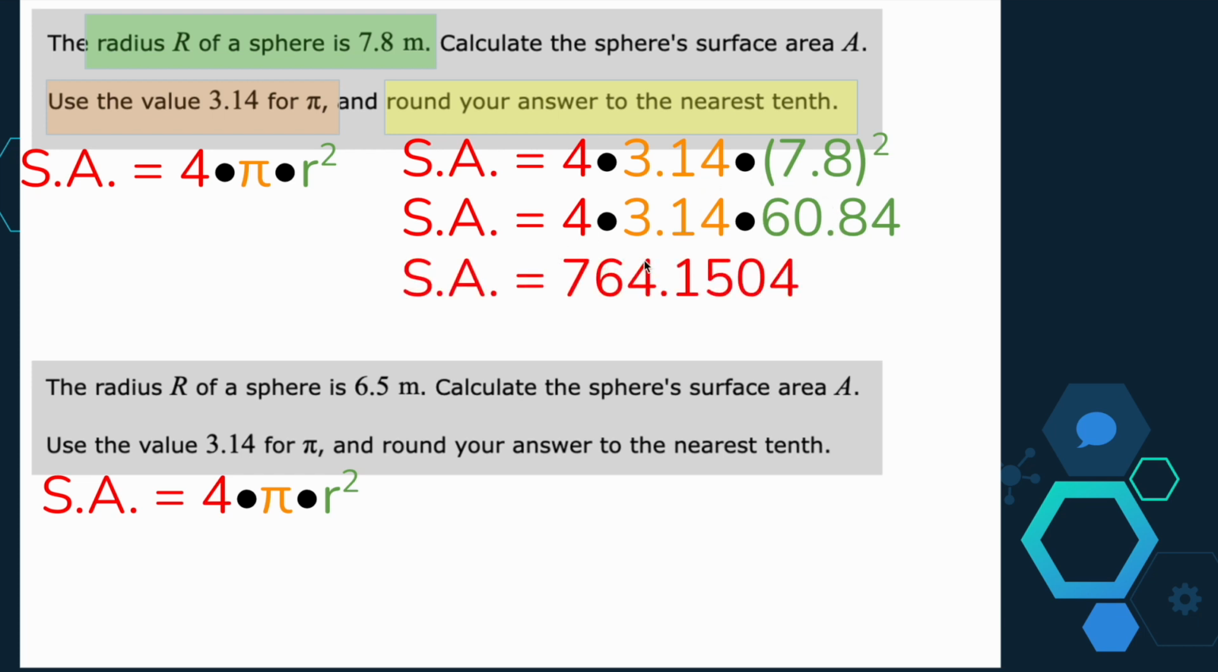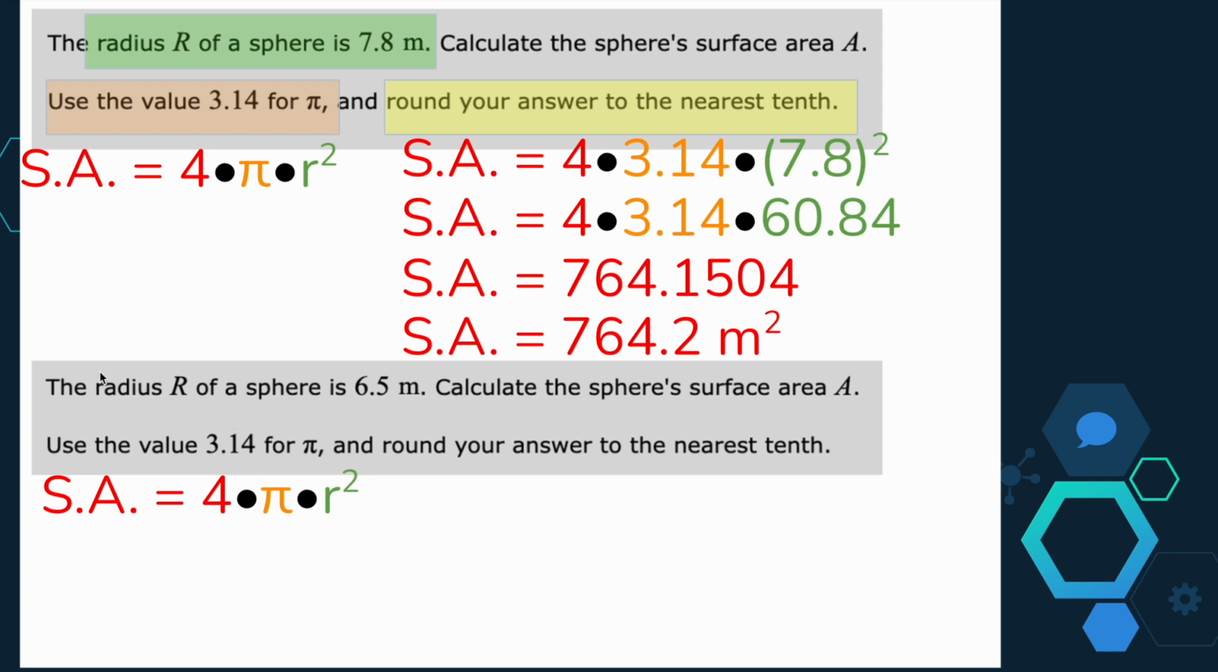So I get 764.1504. Now they told me to round to the nearest tenth, so I'm going to look, here's my tenth. I'm going to look right past that. Since that's 5 or bigger, it's going to round that 1 up. And then make sure if your unit's not already in there, this one didn't say anything about choosing your correct unit, but if it's not already there, make sure that you choose meters squared. Since we're doing area, it needs to be a 2-dimensional measurement.